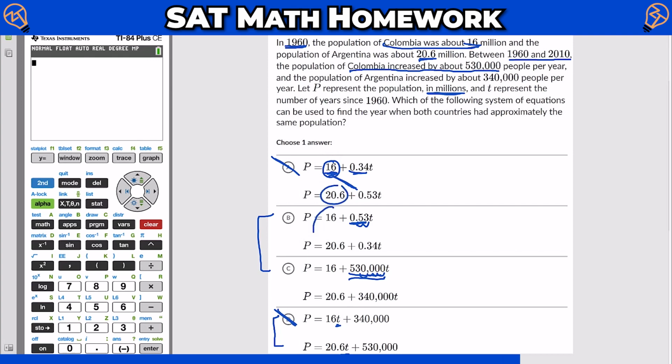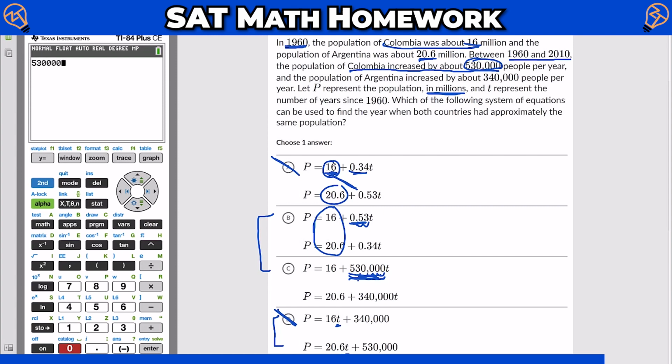Those were in millions. Well, if we're talking in millions, 530,000 shouldn't be 530,000. It should be represented in terms of millions. So when we're saying millions, we can take that value and divide it by a million, which is a 1 with 6 zeros. And that's where the decimal comes from. So that makes the correct answer option B.